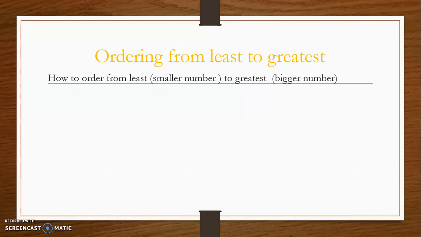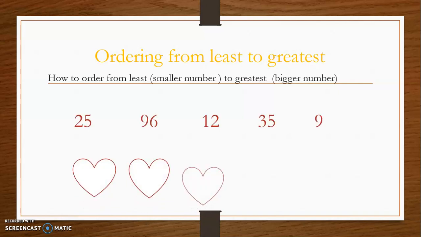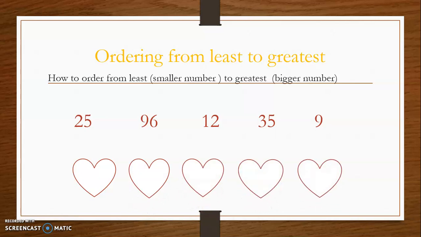Meaning from the smallest number to the greatest number, to the biggest number. I have 5 numbers. In order to order these numbers, I have to first count the digits of each number. Here I have 2 digits, 2, 2, 2, and 1. Then the smallest number is the number that's made up of only 1 digit. Then it's 9. I write it. Here the rest of the numbers are all made up of 2 digits. Then I start comparing from the tens.